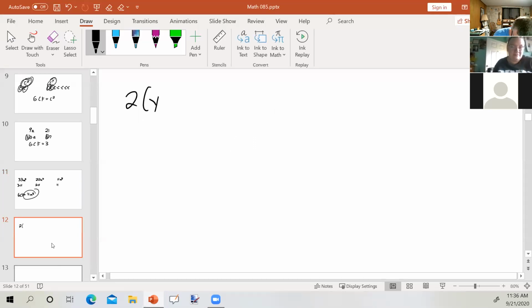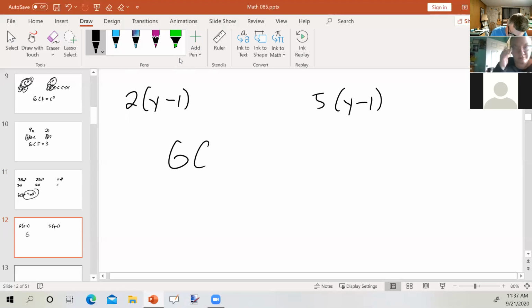2 times the quantity y minus 1 and 5 times the quantity y minus 1. So the first term is a product of 2 and y minus 1. The second term is a product of 5 and y minus 1. So what's the greatest common factor of both of these? It would be y minus 1, because it is a factor over here and a factor over there.